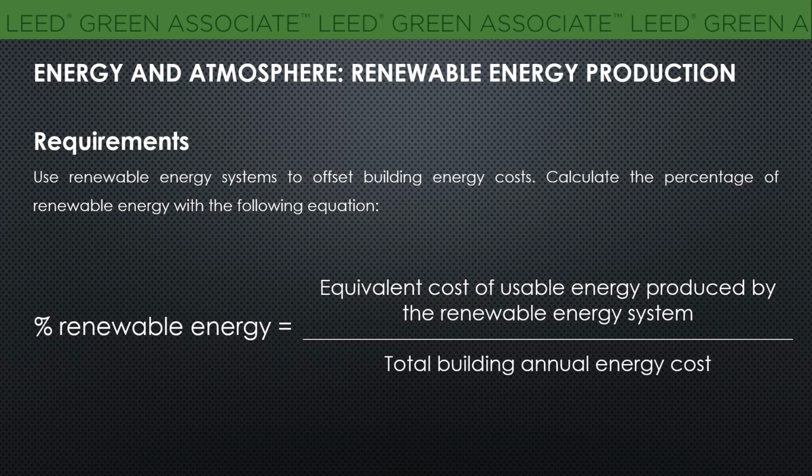Percentage of renewable energy equals the equivalent cost of usable energy produced by the renewable energy system divided by the total building annual energy cost. So there is an important point for this credit. This credit uses energy cost as a measure, not energy consumption or production in units of kilowatt-hour.